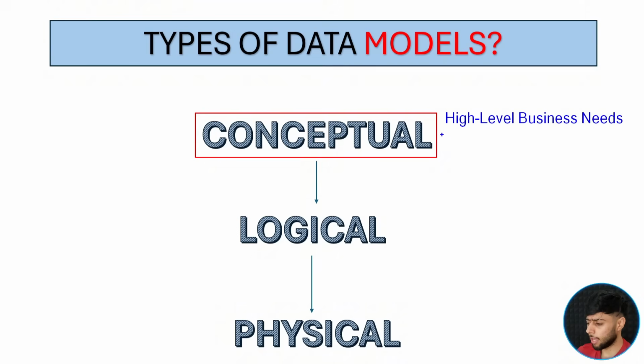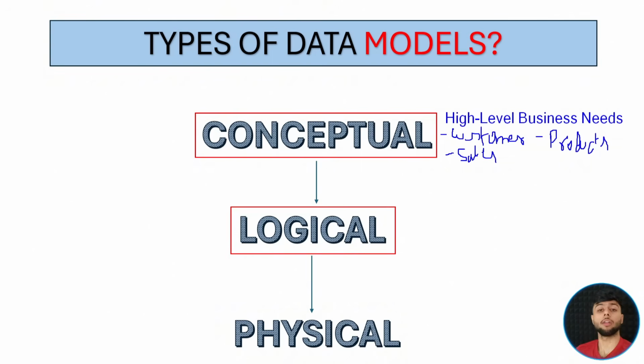Let's say they will say, hey, we have one customer table, and then they will say, hey, we have one sales table, then we have one products table. That's it. They just have a high-level understanding. Now this is the most important one, the logical data model.